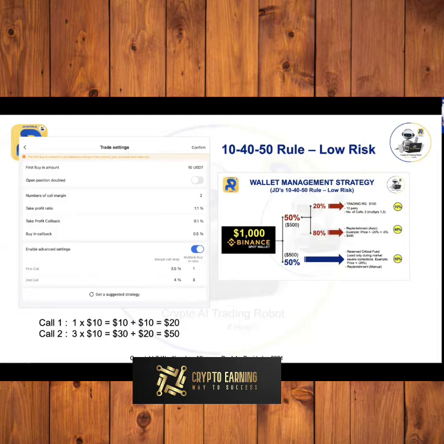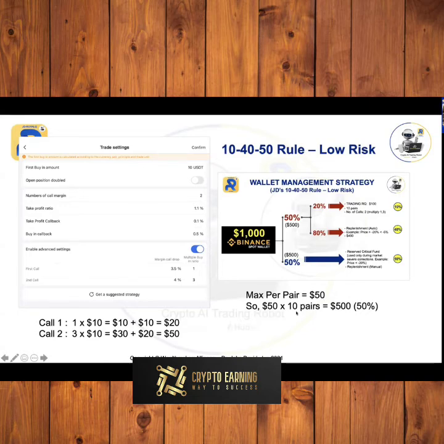So when the first call is hit, your total order is now $20. It's cumulative. Now, if the market goes further down and hits your second call, that will be multiplied by 3. So 3 times 10, that will be $30. And earlier you have another $20. So 30 plus 20, that will be a total of $50. Can you see that? So with this setting, the robot will only use a maximum of $50 for each pair. So maximum per pair is $50.